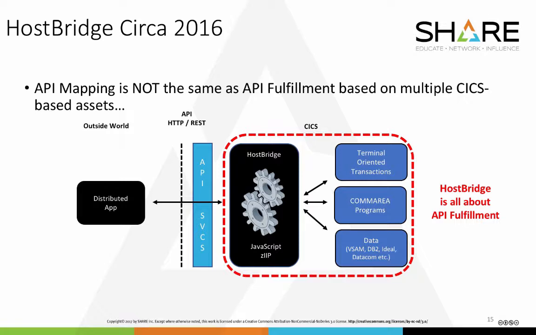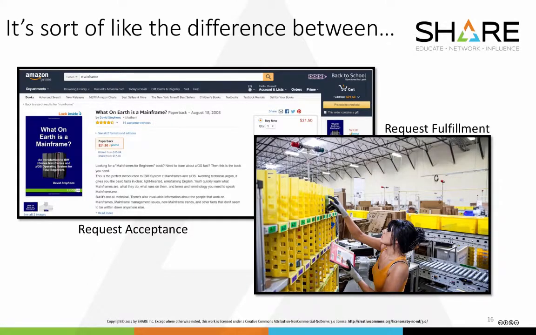And be able to gather that all up in a matter of maybe 100 milliseconds, and yield a composite response going back out to, let's say, your distributed banking platform. So again, the point of this slide is to always keep in mind the difference between API mapping and what is really going to fulfill the API on the interior side of CICS. It's sort of like the difference like this.